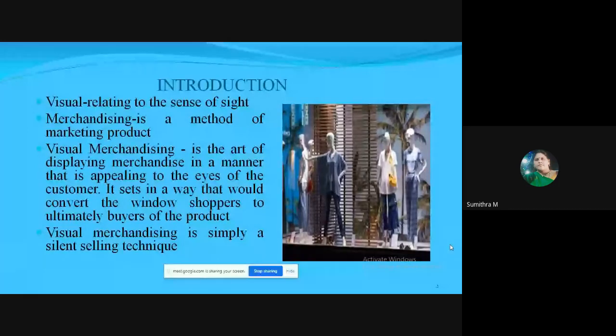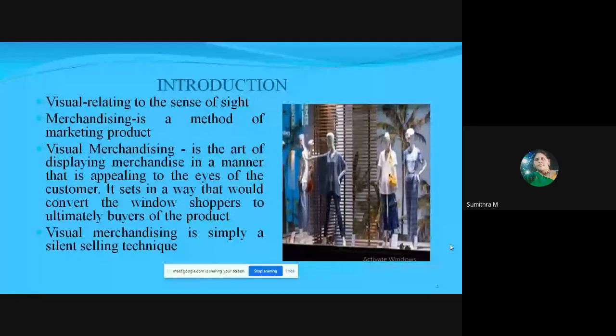so that the person who is passing near or in that area will be attracted, and they will get inside that shop and buy a particular product, so that the sales volume of that shop is going to be increased. That is named as visual merchandising. And we can also call this a silent selling technique.